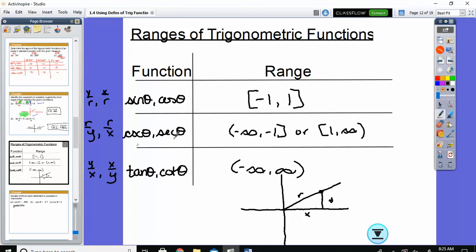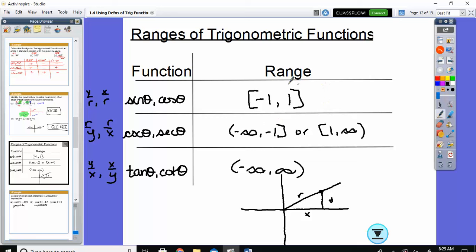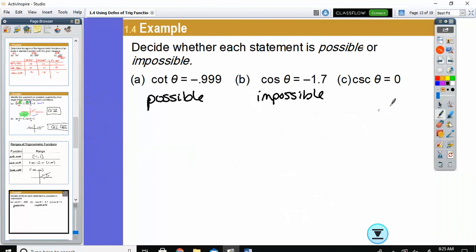We said sine and cosine have to be between -1 and +1. So can cosine be a -1.7? No. Okay, we said cosecant and secant are basically everything except those things between -1 and 1. So it can be smaller than -1 or bigger than +1. So can it equal 0? No, that one's impossible. Because we can't have anything between -1 and 1.